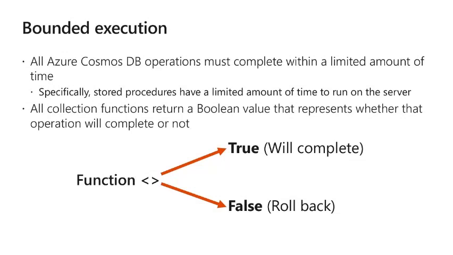Bounded execution. All Azure Cosmos DB operations must complete within the server specified request timeout duration. If an operation doesn't complete within this time limit, the transaction is rolled back. And all functions under the collection object for create, read, replace, and delete of documents and attachments return a boolean value that represents whether the operation will complete or not.